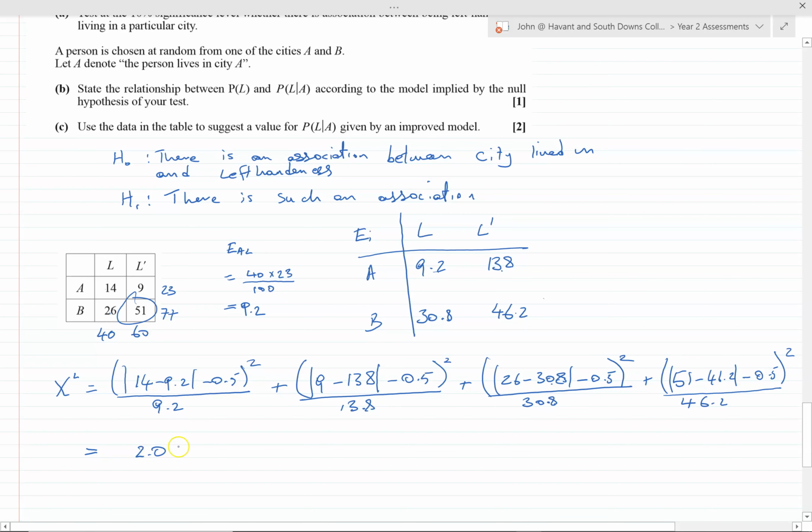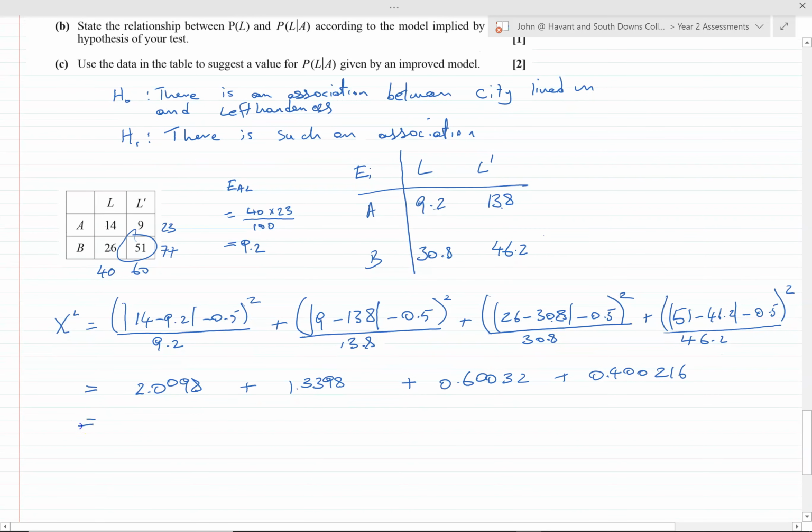So anyway, these numbers are 2.0098. I think it is good to write the numbers individually. 1.3398, just in case you make a mistake. It's easy to pick up the method marks that way. 0.60032 and 0.400216. So that gives us a number of 4.350. Okay, so then we need to look for the critical value in our tables.